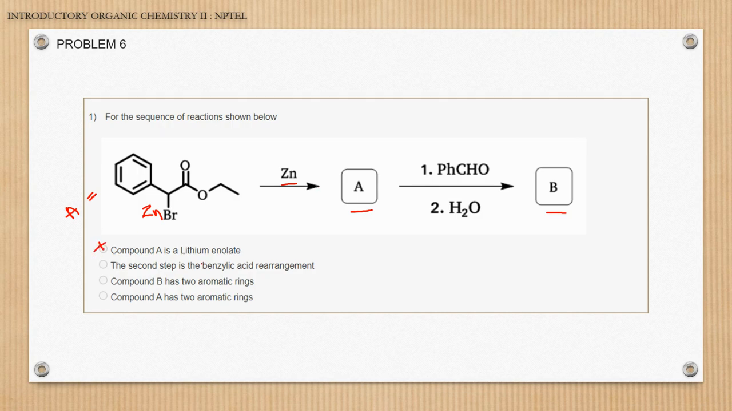Okay. So now they are commenting that the second step is a benzilic acid rearrangement. Compound B has two aromatic rings. Compound A has two aromatic rings.